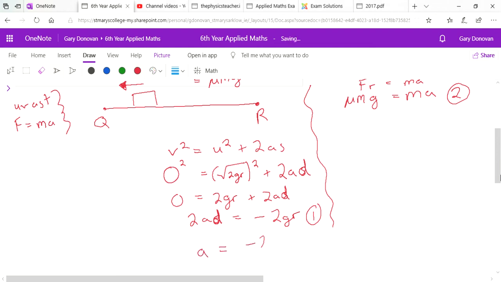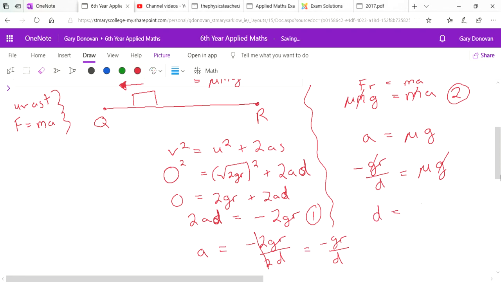Well, we can get an expression for a here. a would be minus 2gr over 2d. They'd cancel, and we'd get a equals minus gr over d. So now we have an expression for a, and we could put that into our equation 2. The m's will cancel. We know a equals mu times g, so therefore minus gr over d equals mu times g. The g's will cancel, won't they? And d will be equal to r over mu. Is that correct? Yep, that's correct. So there's our expression for d.